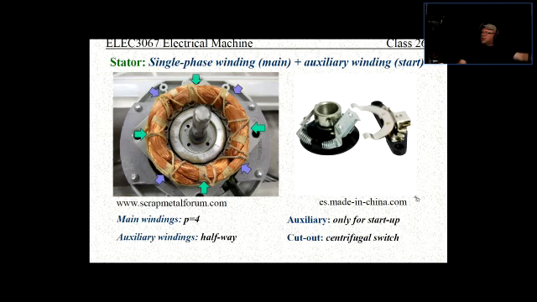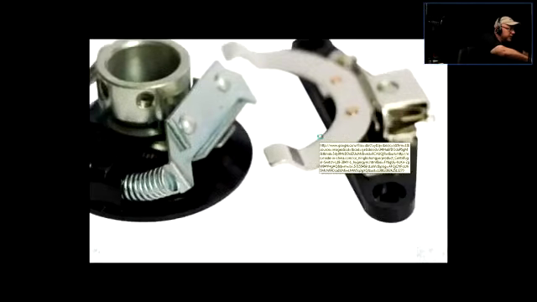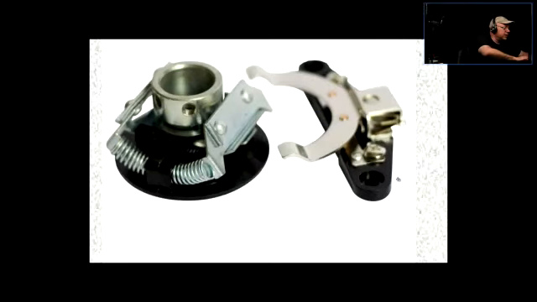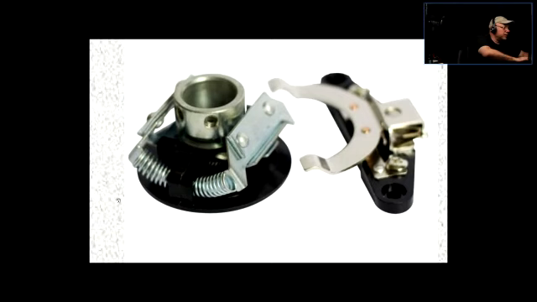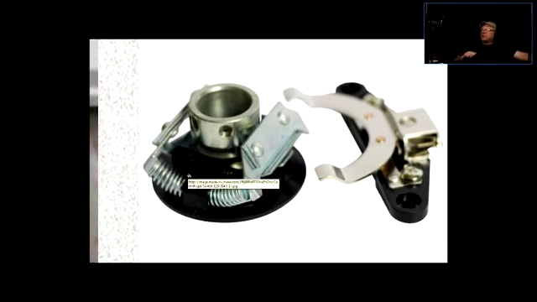There's another thing here that we're going to look at, something that's called a centrifugal switch. And the centrifugal switch is only used to start the motor. Look at the construction, the way it is made.